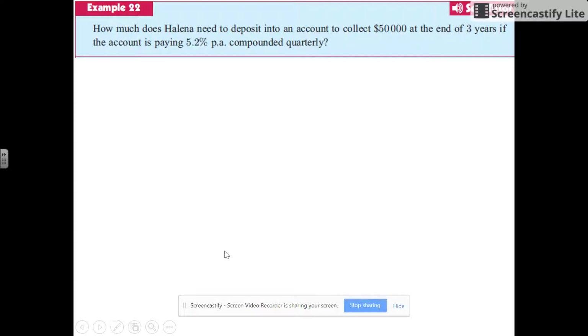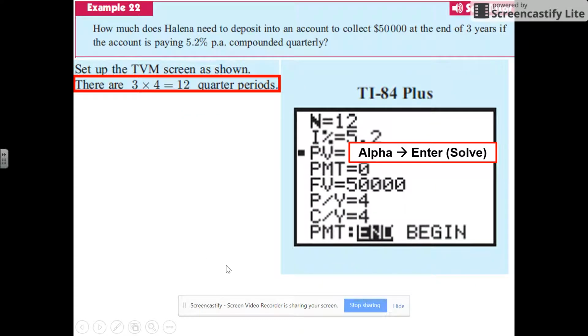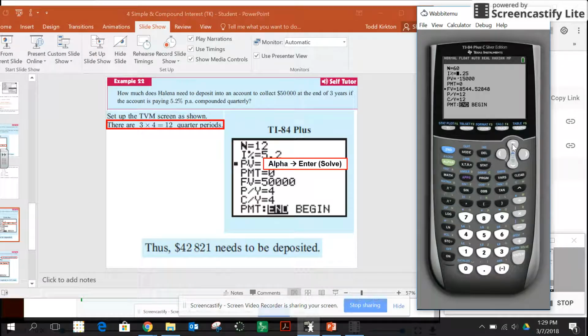Lena has 50,000. She wants to know how much to collect. So she wants to end up with 50,000 at the end of 3 years. How much does she need to deposit now? Compounded quarterly, so K is 4. 3 years, that'd be 12 compoundings. So when we put it in our calculator, we put the numbers that are here. 3 times 4 is 12. Interest rate, 5.2. And this is how financial advisors usually figure things out.